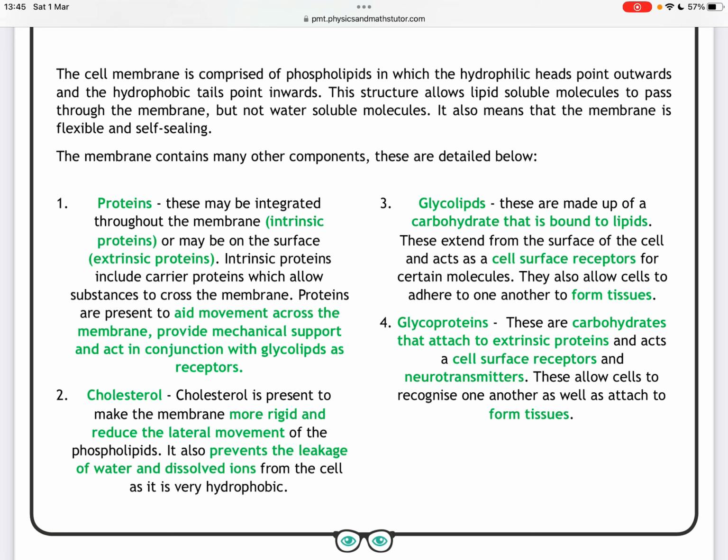Lastly, cholesterol is present to make the membrane more rigid and reduce the lateral movement of the phospholipids. It also prevents the leakage of water and dissolved ions from the cell, as it is very hydrophobic.